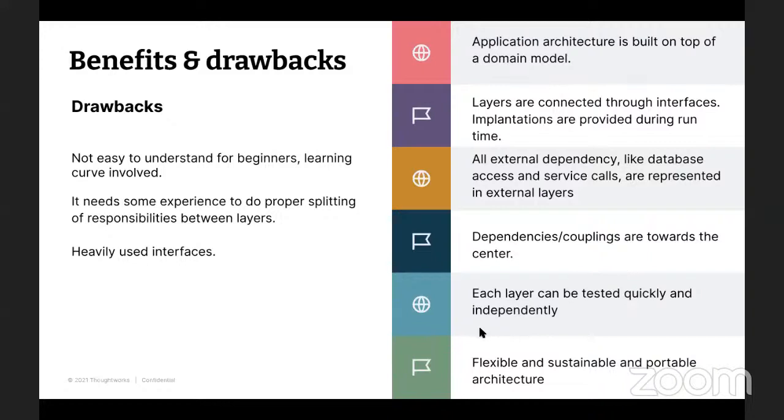Each layer can be tested quickly and independently. It is a flexible, sustainable and portable architecture. So these are the benefits provided by hexagonal architecture. But if we look at the drawbacks, it initially takes a learning curve to understand what ports are and what adapters are, where do we put this and how do we put the communications, right? So it takes some time to learn that and think in that way. It needs some experience also to do proper splitting of responsibilities between layers, and it also uses interfaces heavily.